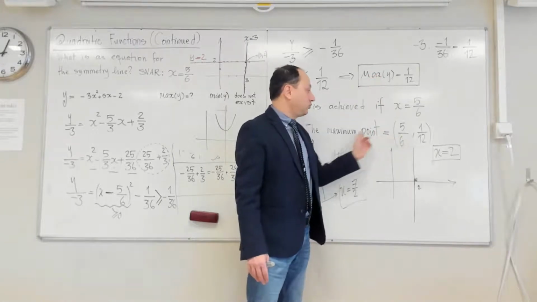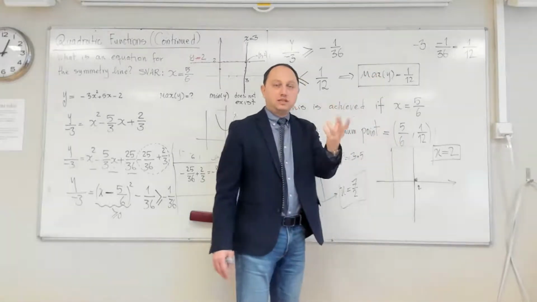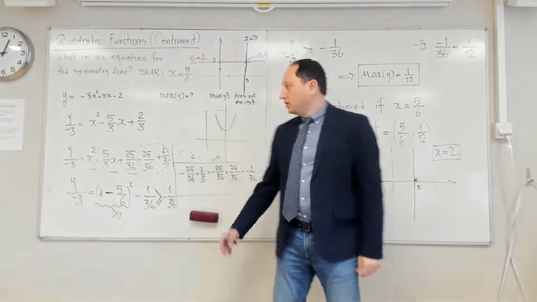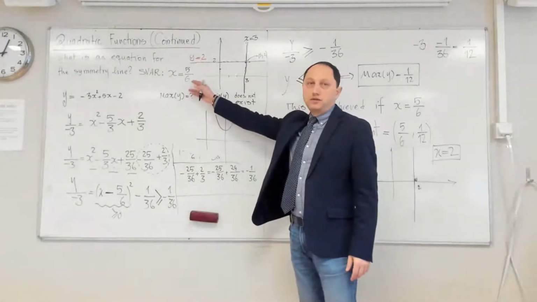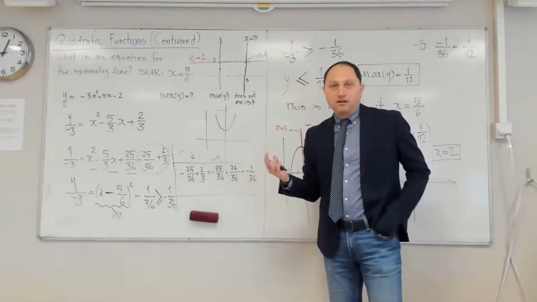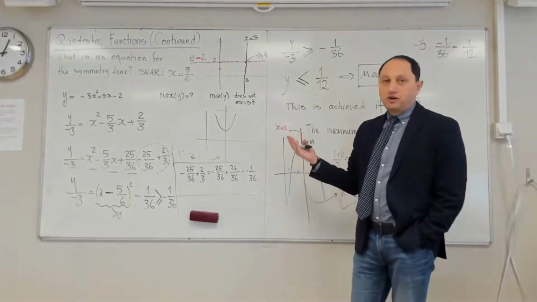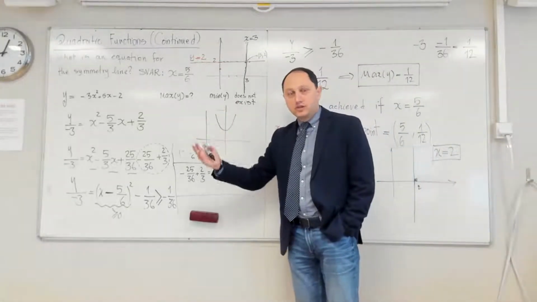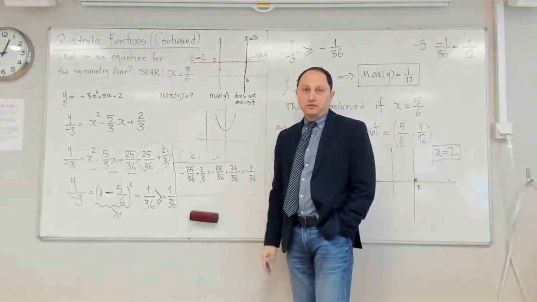You can ask when it is achieved. You can give me the coordinates of the turning point. And if I want to, you can give me the equation for the symmetry line. So this is a whole package of quadratic polynomials. If you complete the square, you can answer all these questions with one completing the square.